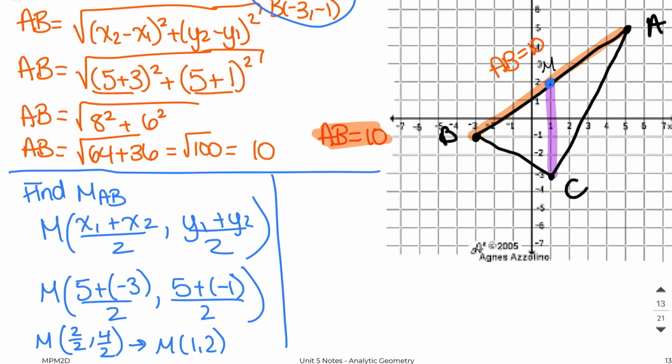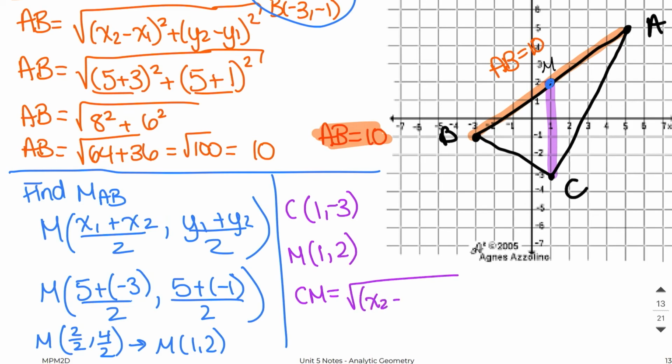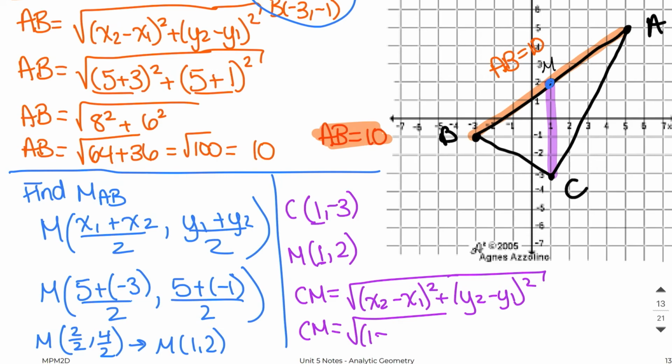To find out what CM is, I would use the point C, which is (1, -3), and I would use the point M, which is (1, 2), and I would calculate what that is using the distance formula. So let's go ahead and fill in the information that we know. Here, x2 is 1, x1 is 1. I'm going to square it. Here, y2 is 2, y1 is -3, so I'm adding 3 right here.